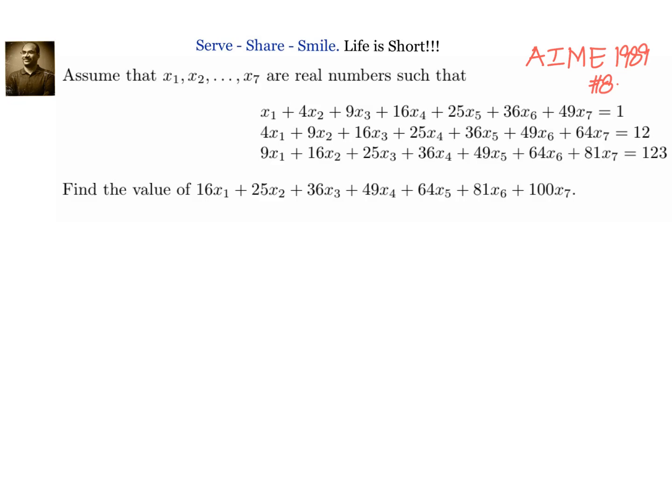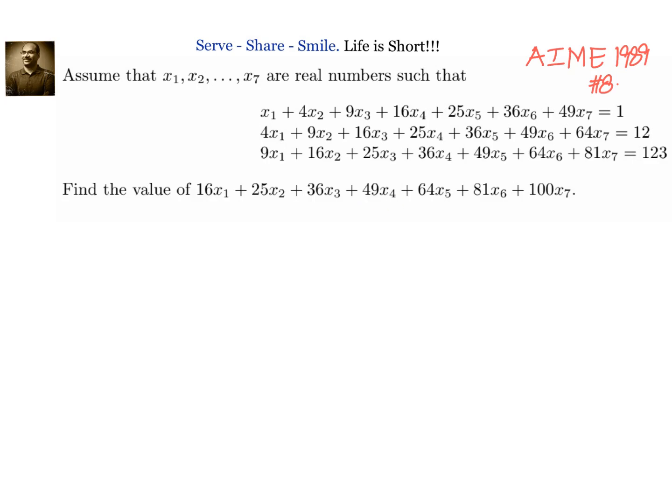Let us look at this problem. Assume that x1, x2, ..., x7 are real numbers such that three equations are given to us. We have to find the value of 16x1 + 25x2 + 36x3 up to 100x7.